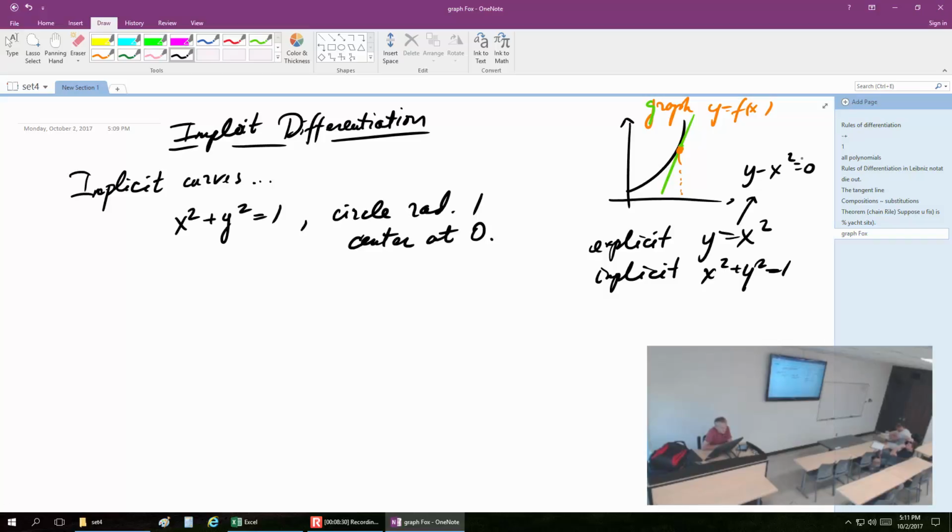The problem with this circle is that it cannot be solved. Here I can go back from explicit to implicit very quickly, just solve for y equal x squared. But this one, if I try to solve for y, what do I get? X squared minus 1 equals negative y squared. Solving for y means that you explicitly express y in terms of x. Y equals the negative square root of 1 minus x squared.